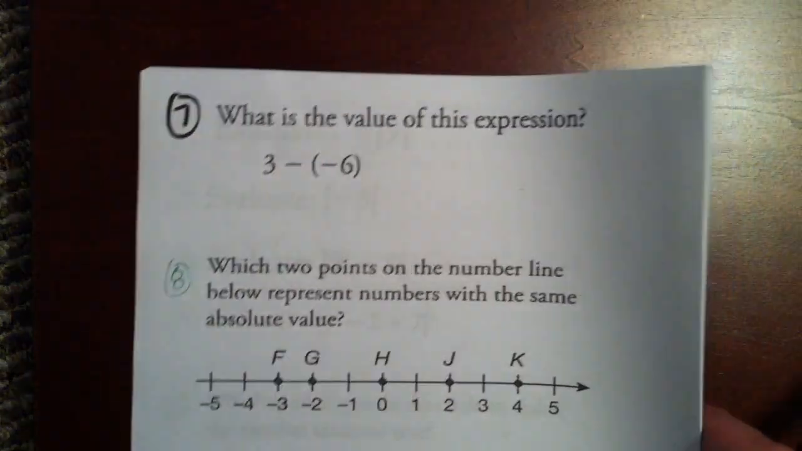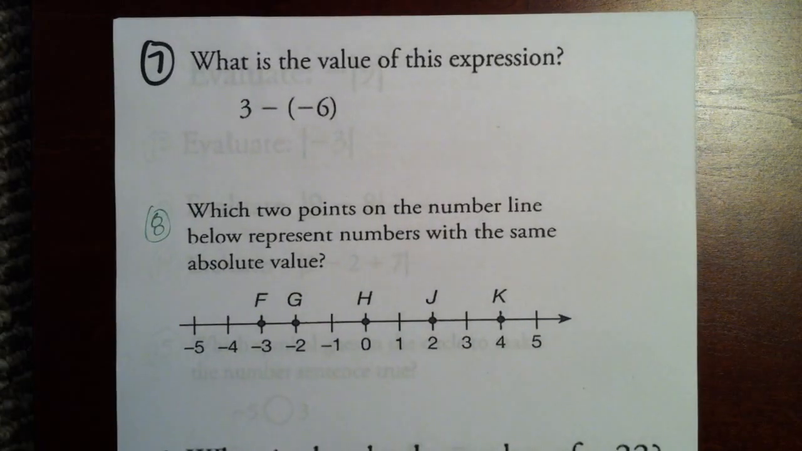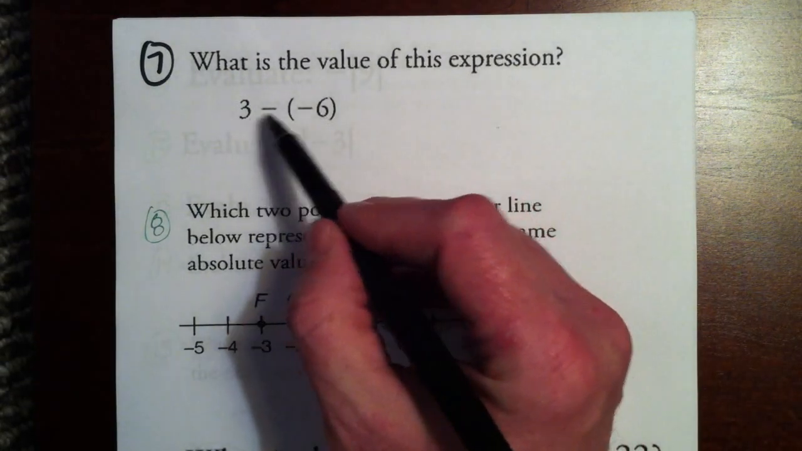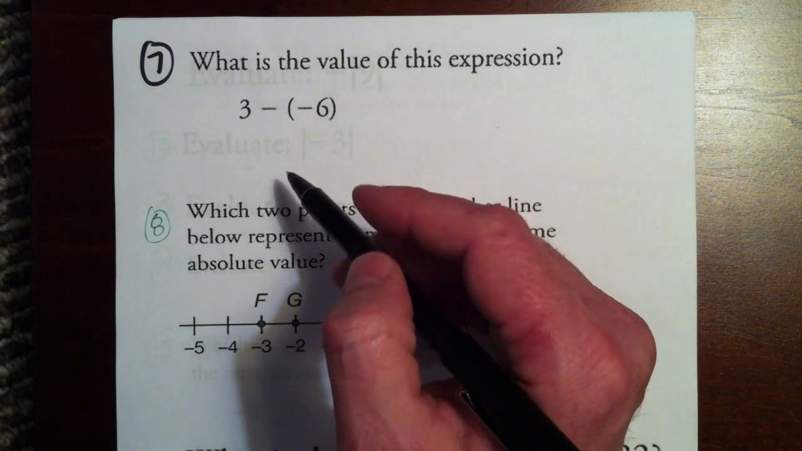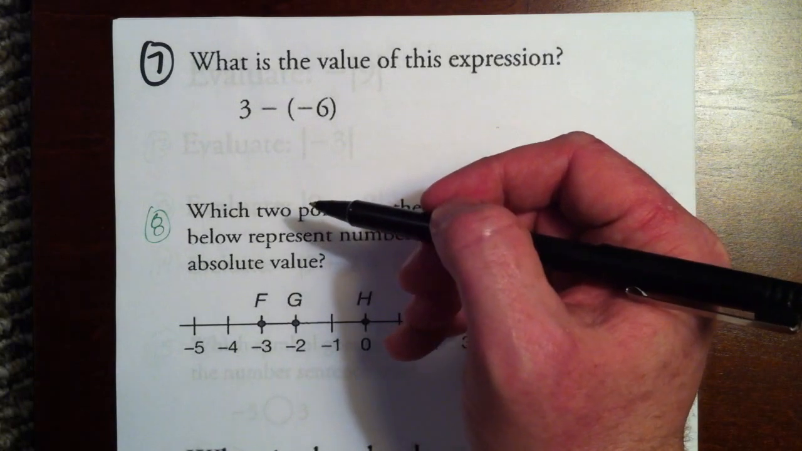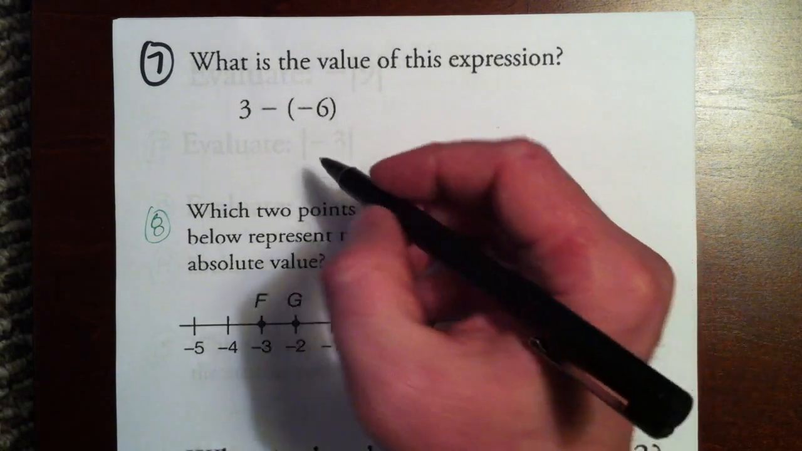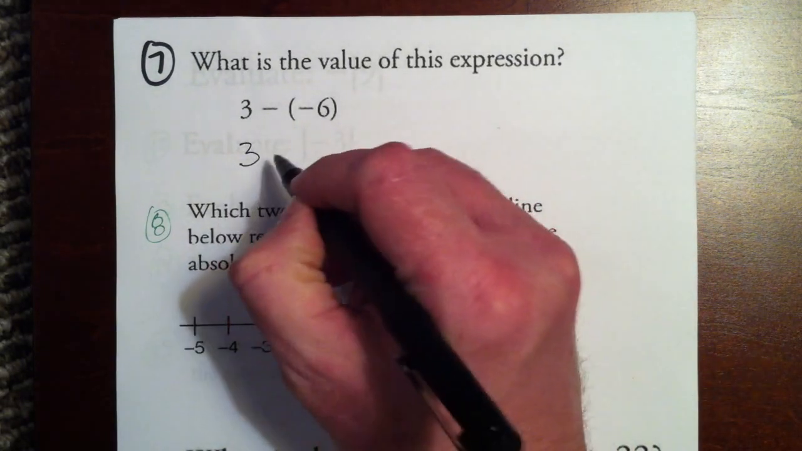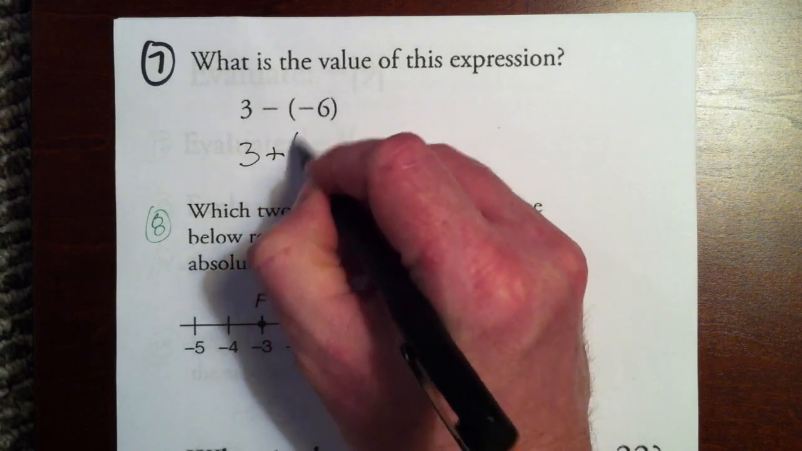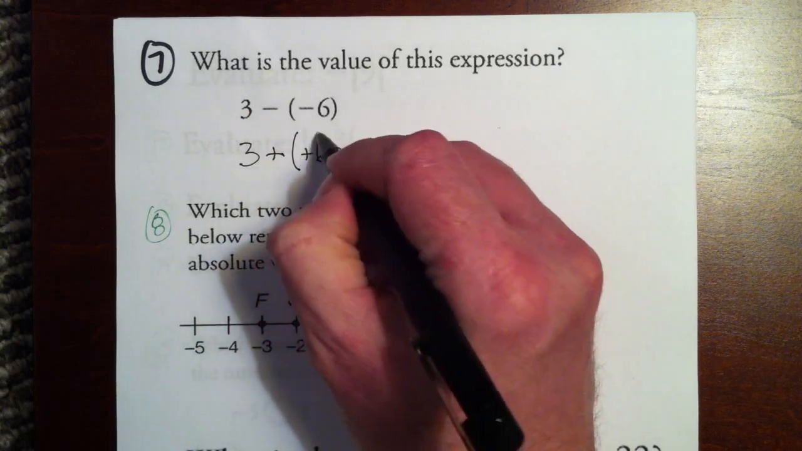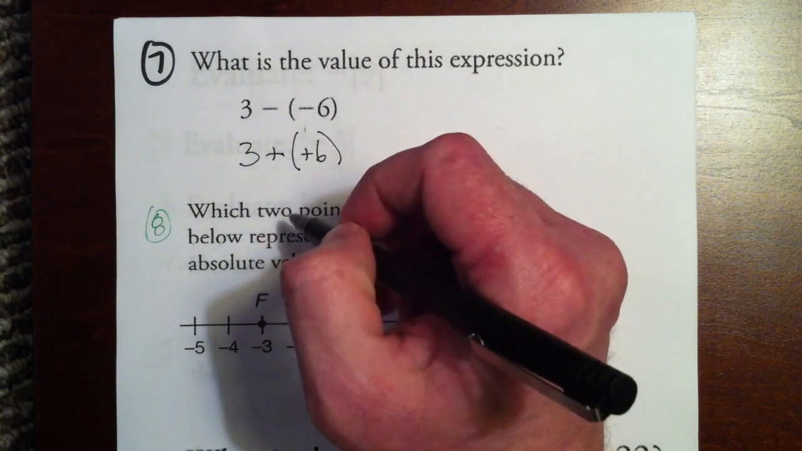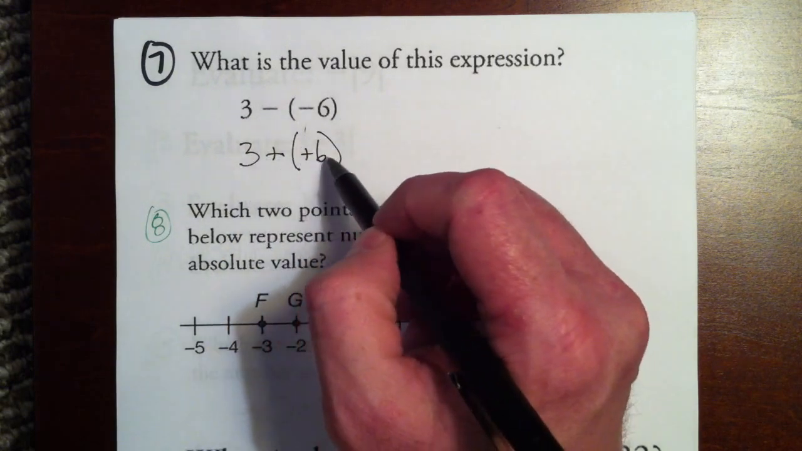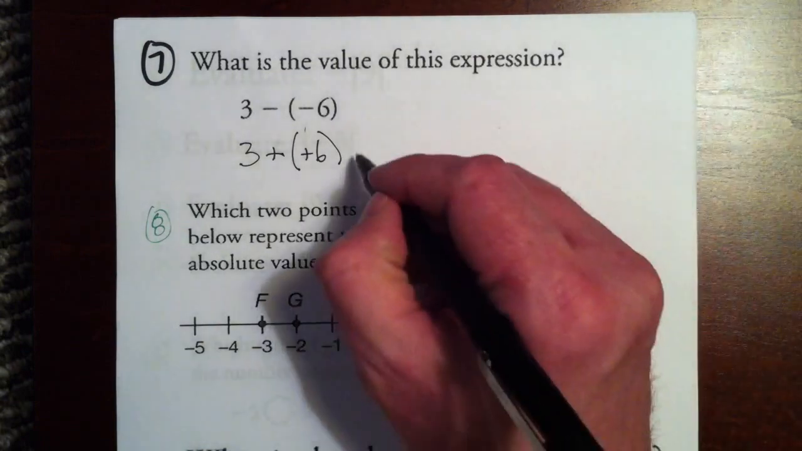We can do this problem one of 2 ways. What is the value of this expression? We have 3 minus a -6. Well, I want to change that to an addition problem. That way I can apply my song to it. So I'm going to keep, I'm going to change, and I'm going to flip. Keep, change that to a positive, change that to a positive. We have 3 plus a +6, or 3 plus 6.